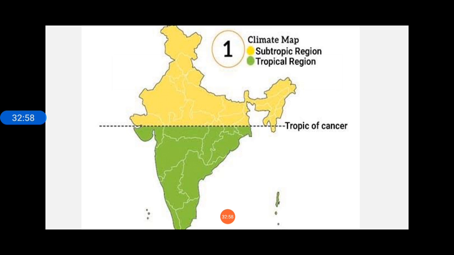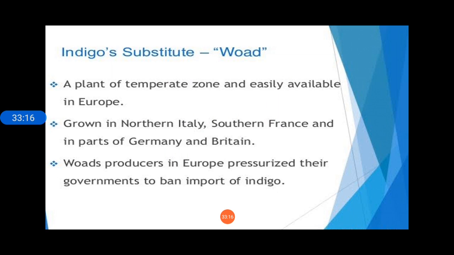Now, why did everybody want the indigo grown in India only? That is grown in the tropical zone. We all know that Europe lies in the temperate zone, so indigo plantation was not possible in a temperate zone. So the people of Europe were growing a different type of plant, known as woad. This woad plant was grown in northern Italy, southern France, Germany, Britain, and they were getting a violet color. This woad was not giving as dark a color as indigo was giving.